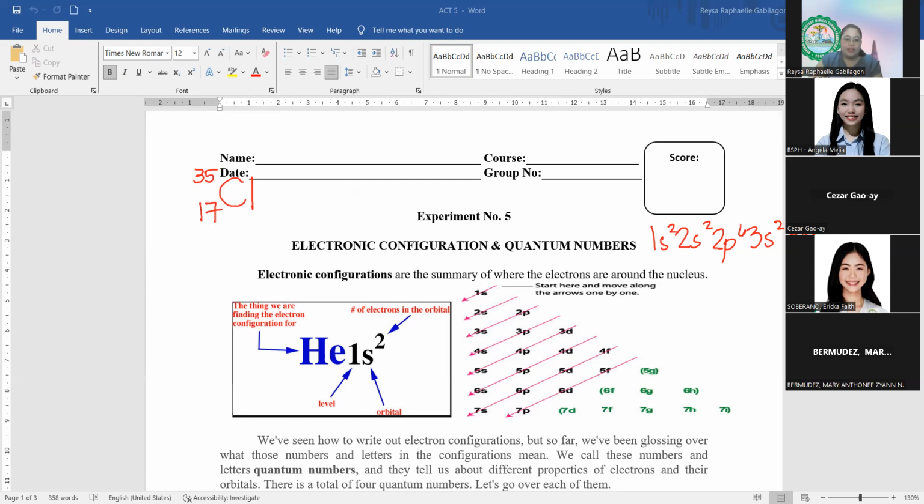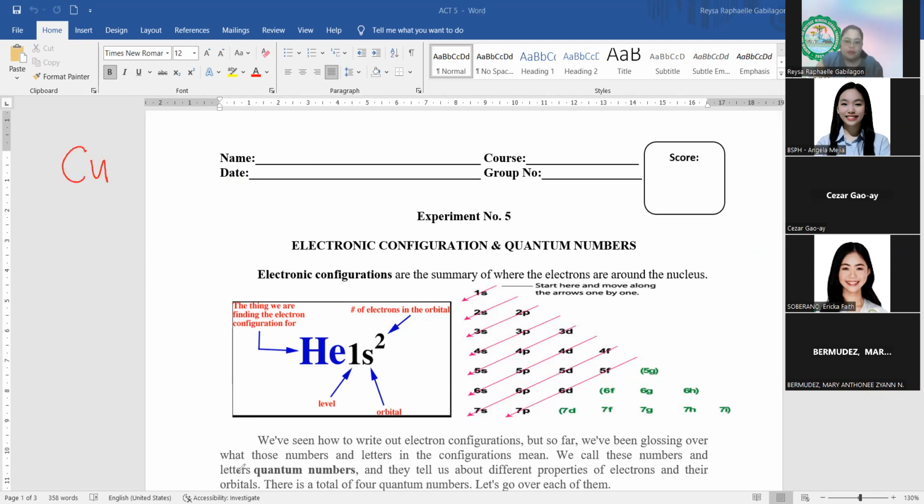Questions or clarifications? Baka may gusto kayong i-ask dyan sa electron configuration natin. Wala? Let's try another one before we'll move on to the quantum numbers.